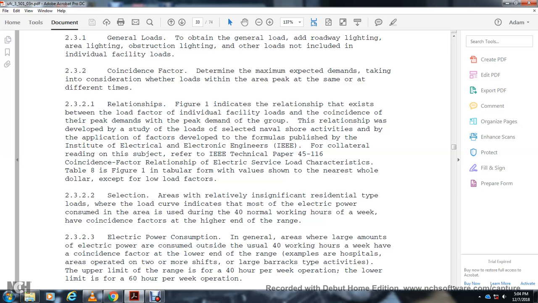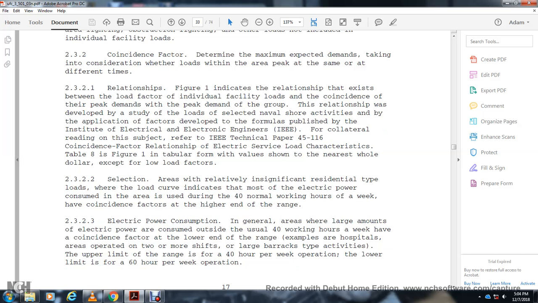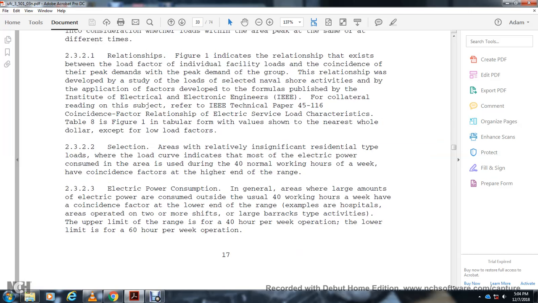2.3.2.2 Selection. An area of relatively insignificant residential type load has a load curve indicating that most electrical power is consumed by the area during the 40 normal working hours of the week, with a coincident factor at the higher end of the range. Electrical power consumption in general areas with larger elements, or a large amount of electrical power consumed outside of the usual 40-hour working week, has a coincident factor at the lower end of the range. For example, hospital areas are operated with two or more shifts. Large barracks-type activities have an upper limit of the range for more than 40 hours per week, with a lower limit of 60 hours per week of operation.